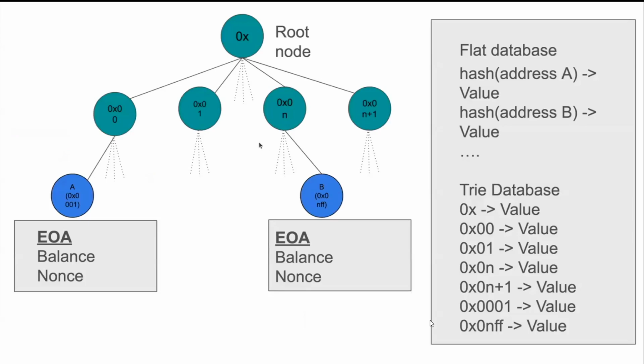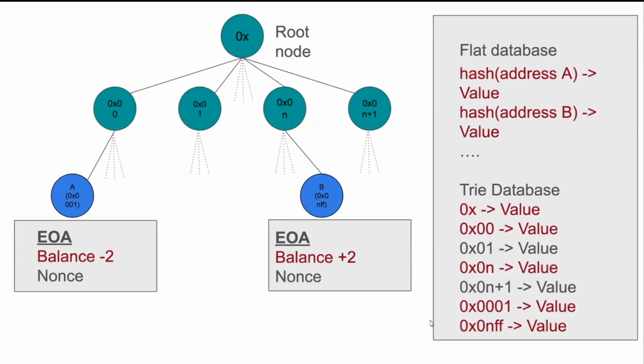The second example is when you want to update the state. As we are saving by location, the key in the tree database will be 0x for the root node, 0x00 for the first child of the root node, etc. We'll also have the flat database with the hash of the address as the key and the account definition as the value. So we'll have 7 entries in the tree database and 2 entries in the flat database.